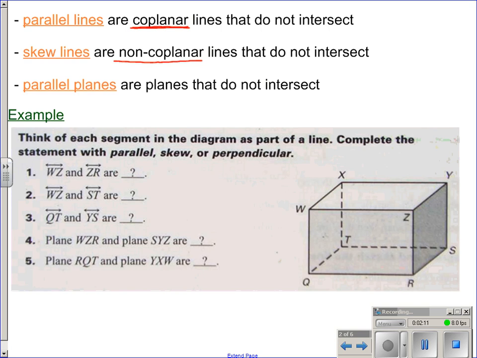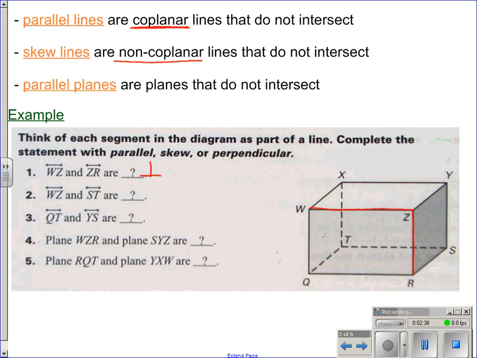Okay, for the first one, WZ and ZR. Those are on the same plane, but they're also intersecting. If this thing is a perfect box, these things are perpendicular. I'm just going to write the symbol for perpendicular. They're intersecting, so they're not parallel, they're not skew, so they're going to be perpendicular.